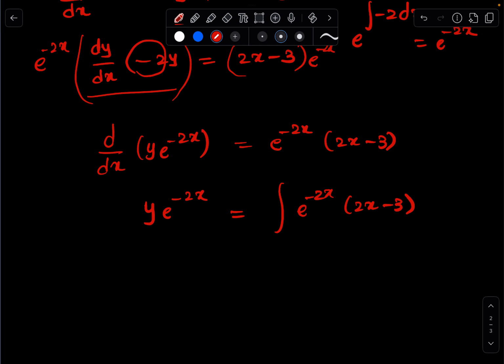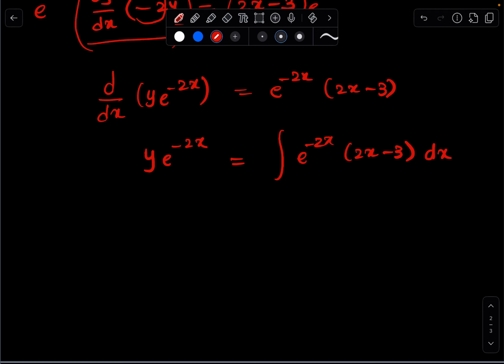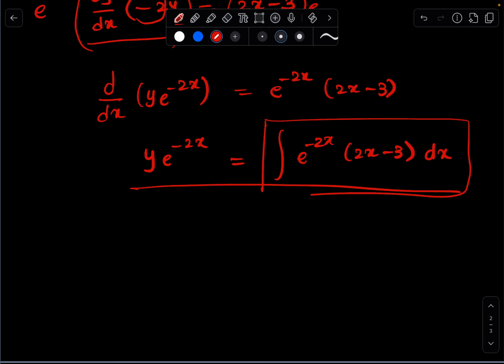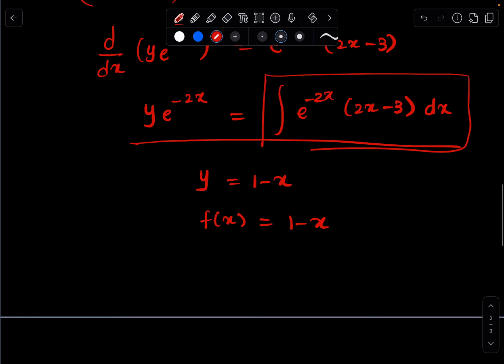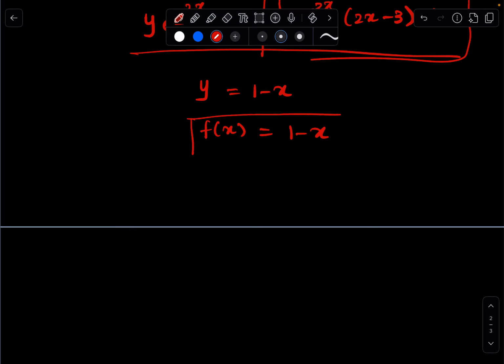Alright, now here you have to apply by parts. There is no other way. I think you will be able to do that. So you have to apply by parts here and find out what y is. When you solve that, you will get y is equal to 1 minus x. So therefore f of x is equal to 1 minus x. This is what you'll get. I have not solved the by parts part; you can solve it and verify. Understand? So f of x is 1 minus x.